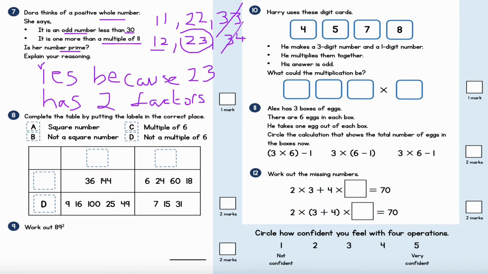Okay, question number 8. Complete the table by putting the labels in the correct places. So A is a square number, B is not a square number, C is a multiple of 6, and D is not a multiple of 6. So 36 and 144 are actually square numbers, as are these. So A would go here.